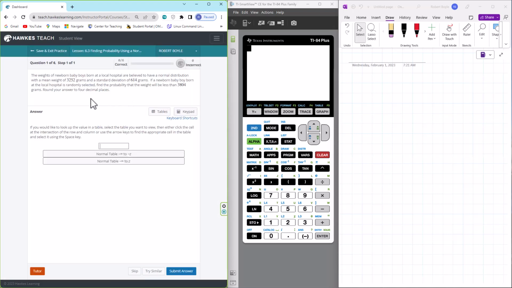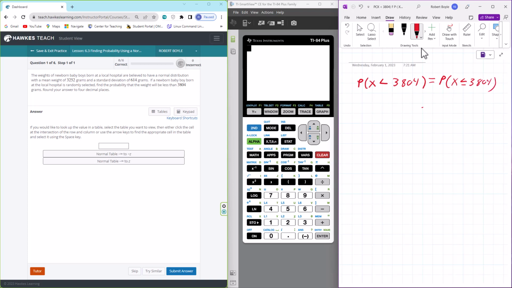Okay, here is our first problem. The weights of newborn baby boys are believed to have a normal distribution with a mean weight of 3252 and a standard deviation of 614 grams. If a newborn baby boy born at the hospital is randomly selected, find the probability that he will weigh less than 3,804. So we want to find the probability that the random variable x is strictly less than 3,804. Since this is a continuous distribution, that will be equal to the probability that x is less than or equal to 3,804.